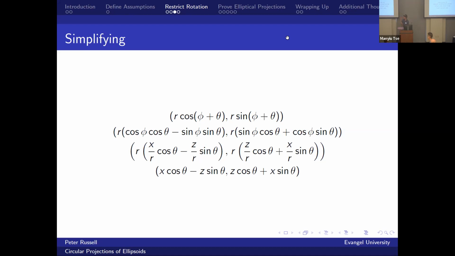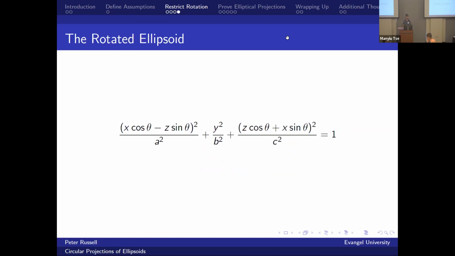And nicely, the r's all cancel out, so we don't have to worry about the big old square root. We're just left with x times the cosine of theta minus z times the sine of theta, comma, z times the cosine of theta plus x times the sine of theta. So we have this nice rotation of our point around the y-axis by theta. So we can go ahead and plug this right into our ellipsoid.